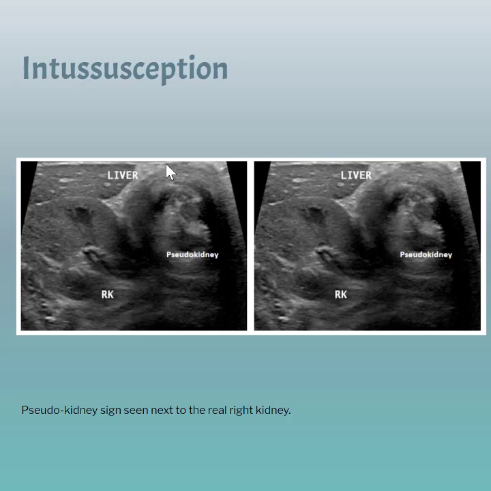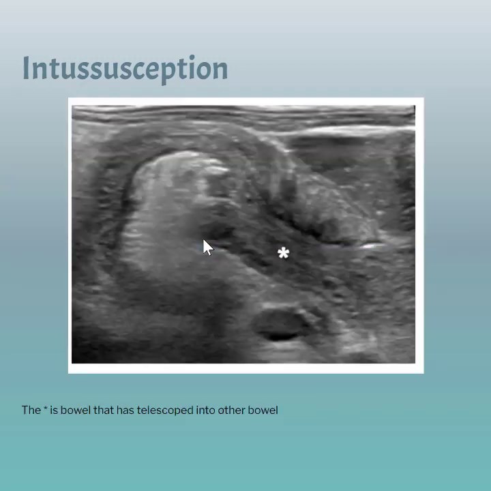So here's an example of the pseudo-kidney appearance. Whenever I am scanning for intussusception, I make sure that I do show where the actual right kidney is. We can see in transverse, this slightly resembles a kidney, and so we call it the pseudo-kidney sign. And this is up in that right upper quadrant intussusception. Here is intussusception in the longitudinal plane. We can see the outer layer of the bowel with the internal layer of the bowel sucked in upon it.